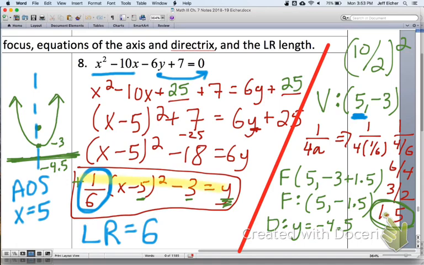So let's bring this all together. We have our equation right here. We have our vertex right here. We have our focus. We have our directrix. We have our axis of symmetry. And we have our LR length of 6.